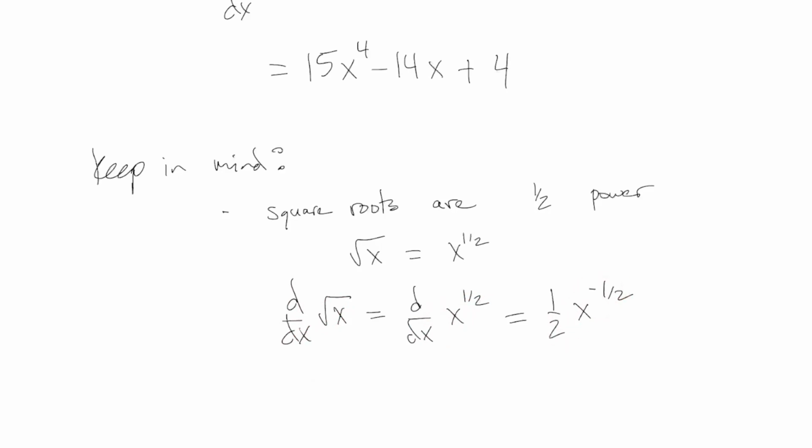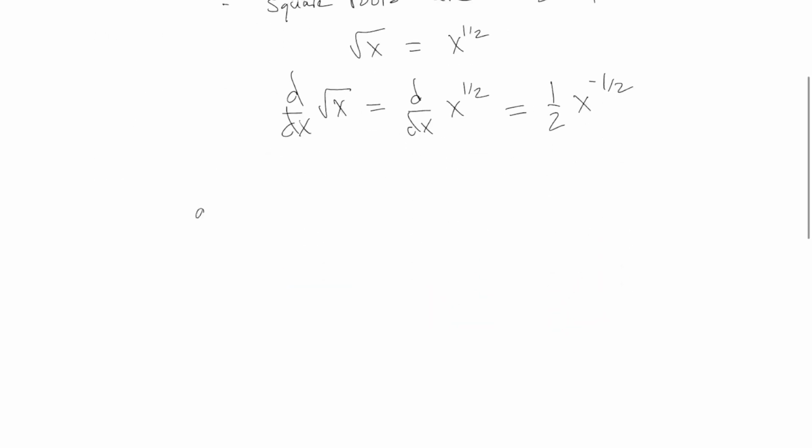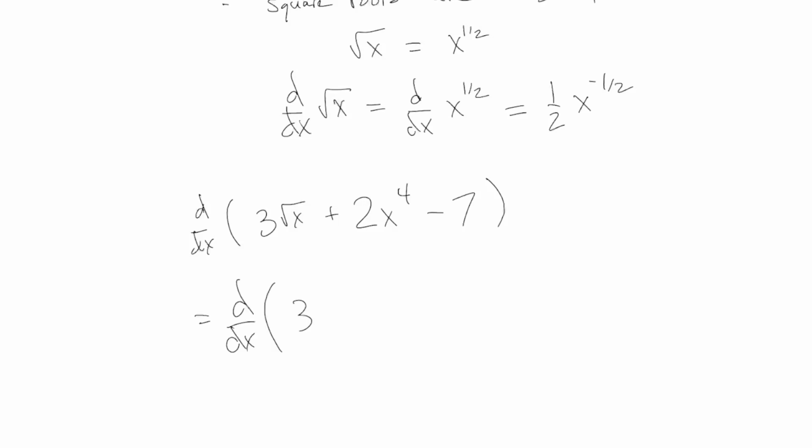All right. I just got one more. How about the derivative of 3 root x plus 2x to the 4 minus 7. All right. This one, the first thing that I see has a square root in it, but the others are more ordinary. So I would start by rewriting the square root as a 1/2 power.